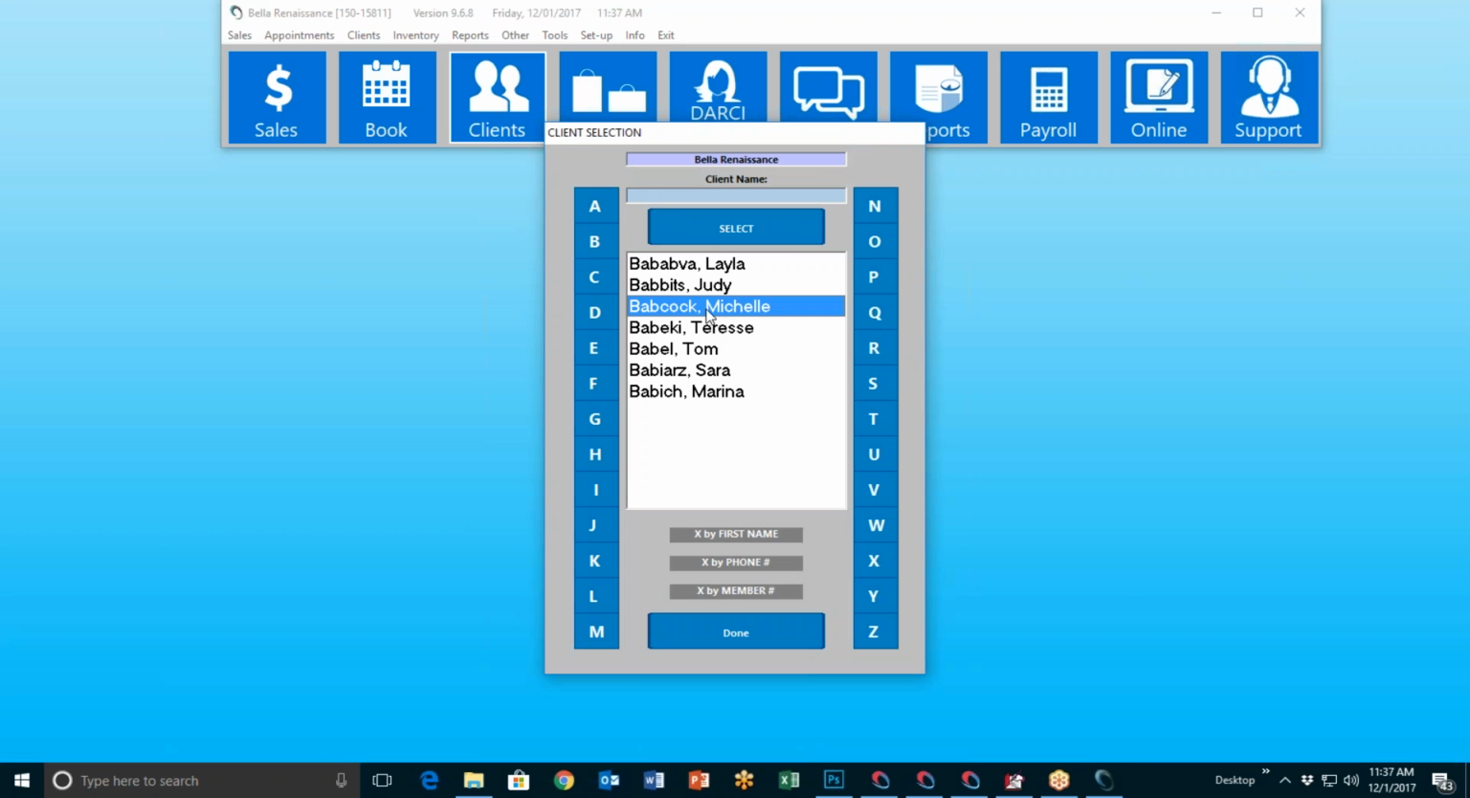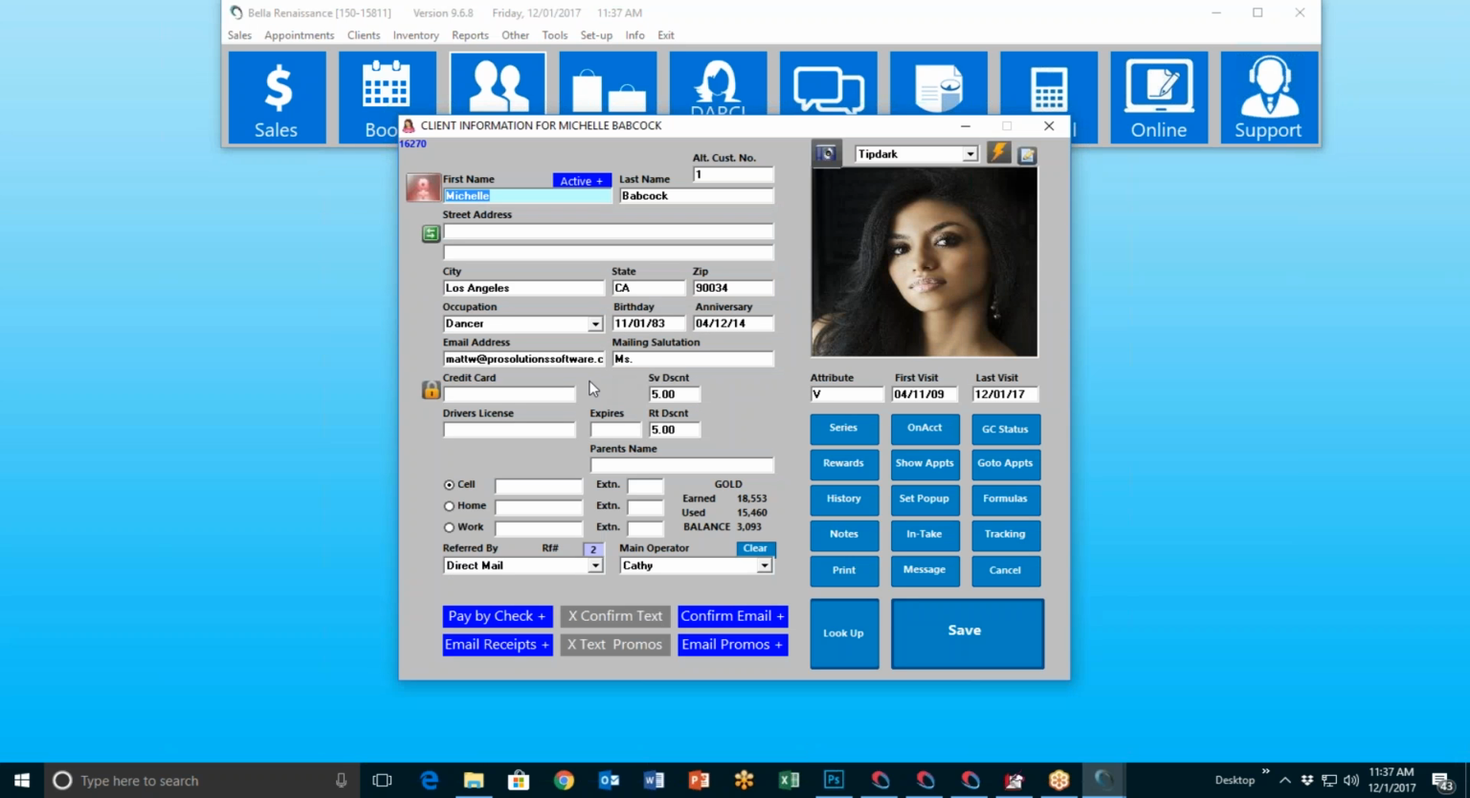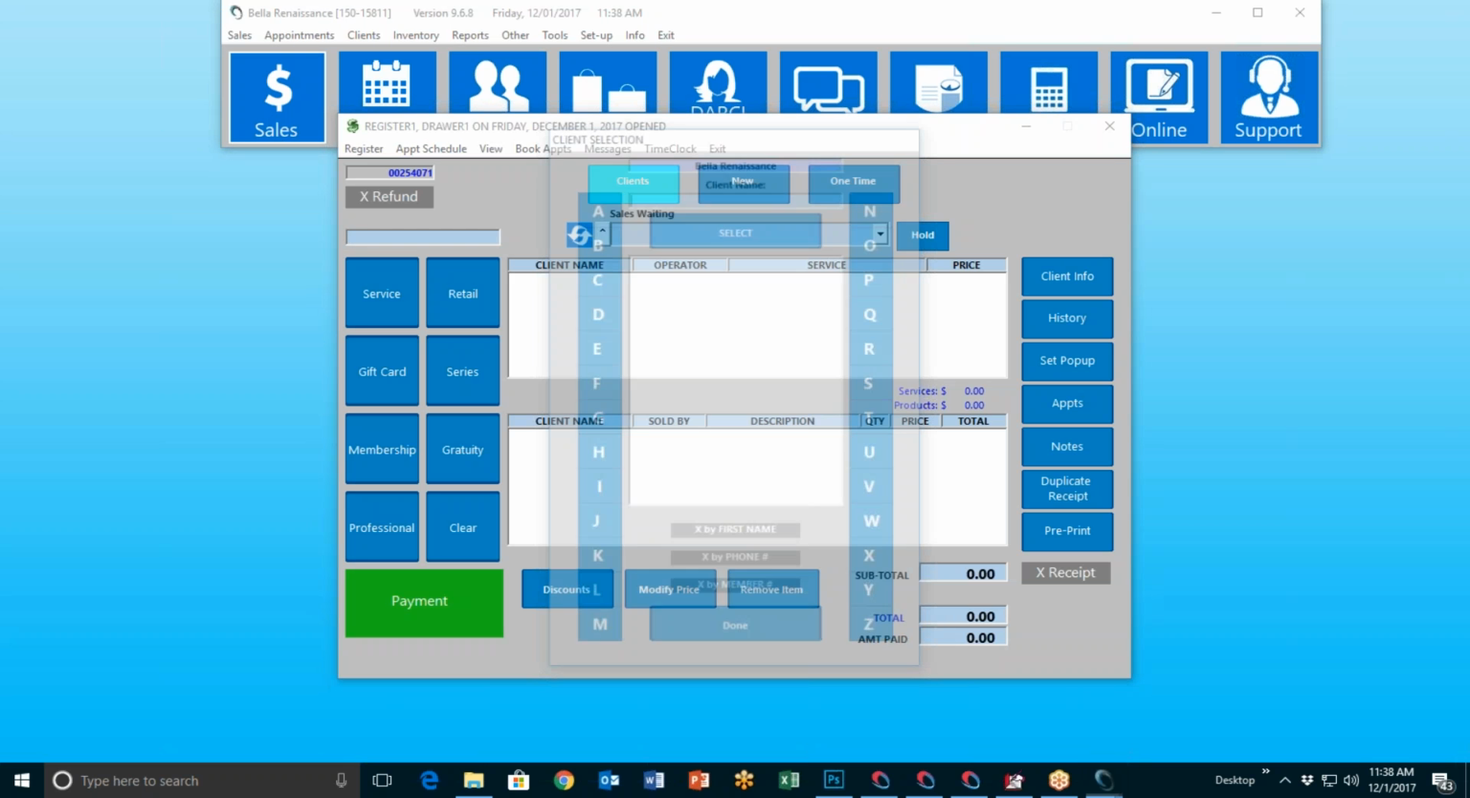Yeah, sure. I don't know if I have mine set up for that, but let's take a look here. Okay, so you would go into their client file. And you would click this little lock here. That will bring up a screen that will allow you to swipe their card to gather the information or to manually enter the information. Once that's in there, you'll see 12 X's and the last 4 digits of their number, and you'll be storing their card.